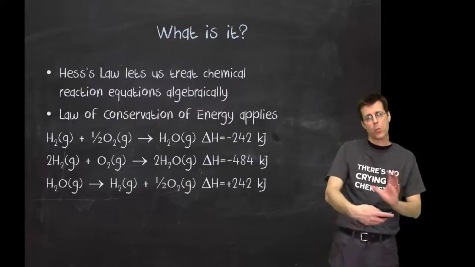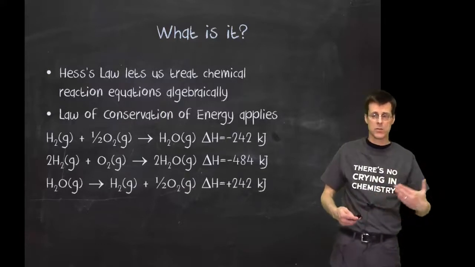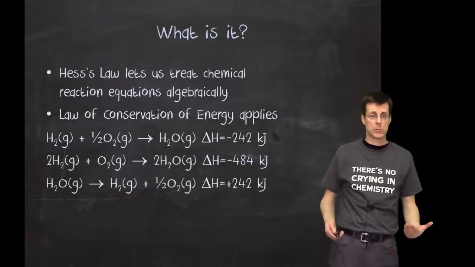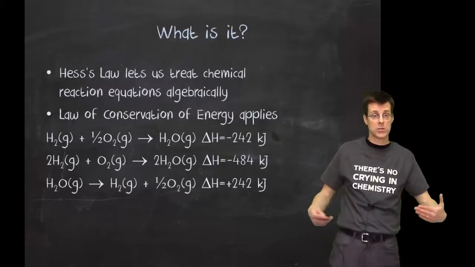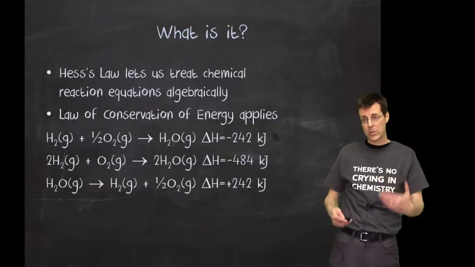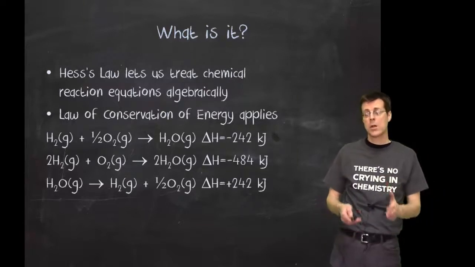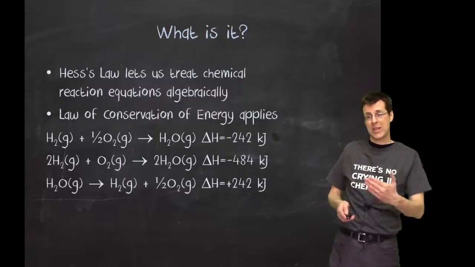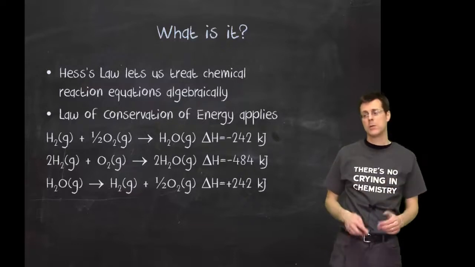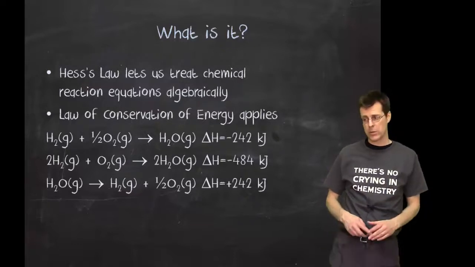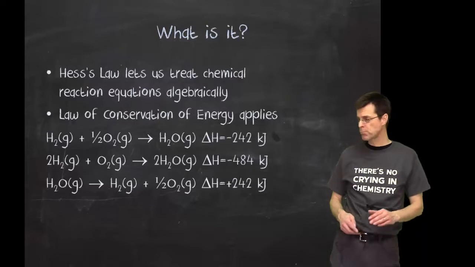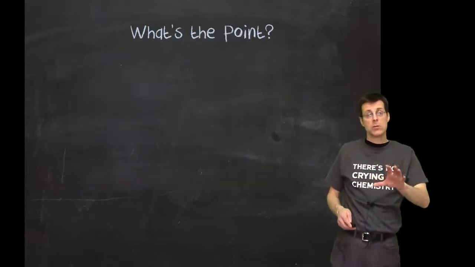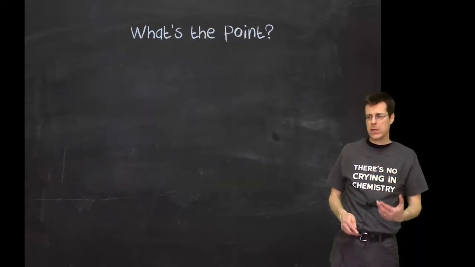If I took water and I converted it into a mole of hydrogen and half a mole of oxygen, if I did the reaction in the reverse direction, I would expect, by the law of conservation of energy, it now to be endothermic. I would require the same amount of energy, 242 kilojoules of energy. So we're going to make use of those principles in Hess's Law.